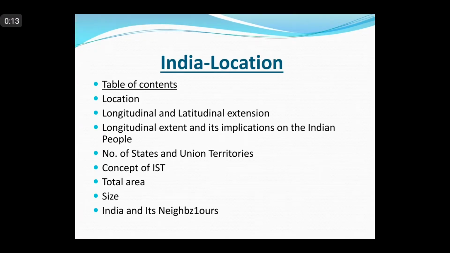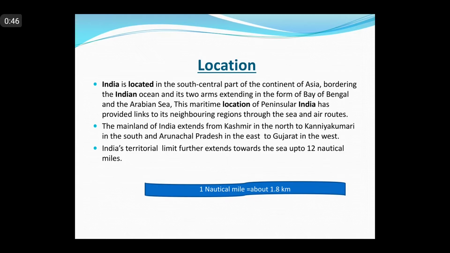In this chapter, we have several topics like location, longitudinal and latitudinal extension, longitudinal extent and its implications on the Indian people. Then we'll discuss the number of states and union territories, and then the most important topic, the concept of IST, that stands for Indian Standard Time, and we'll also see the total area, its size, and its neighbors.